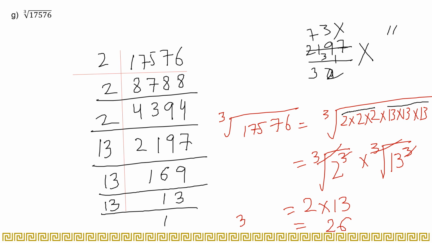That means cube root of 17576 is 26, which means 26 multiplied by 26 multiplied by 26 is equal to 17576. Coming to the last part of the video, and I hope you guys are understanding all the steps I'm doing here. You can try it by yourself by pausing the video and checking your answer, and in that way you will understand many of these steps.